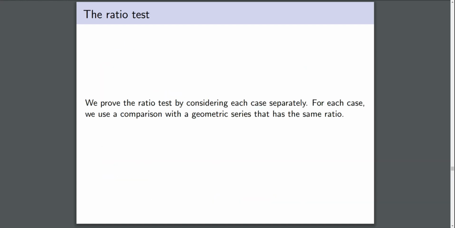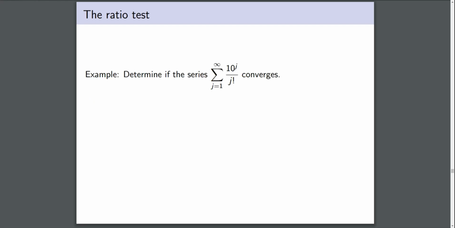If we wanted to prove the ratio test, well, we'd have to do that by looking at the different cases separately. And for the cases we would use a comparison test, we compare with a geometric series. So the ratio that we saw on the last slide, that's familiar. We had that same ratio when we analyzed convergence for a geometric series. We're going to come back to this idea in class, but now I want to look at a couple examples.